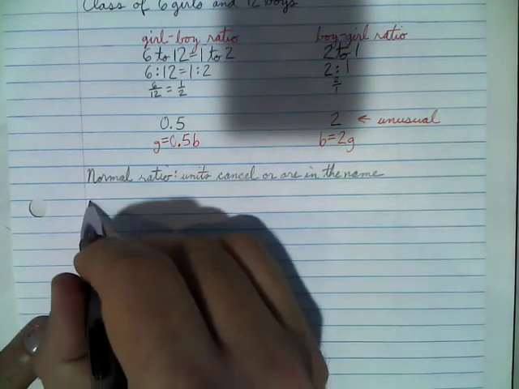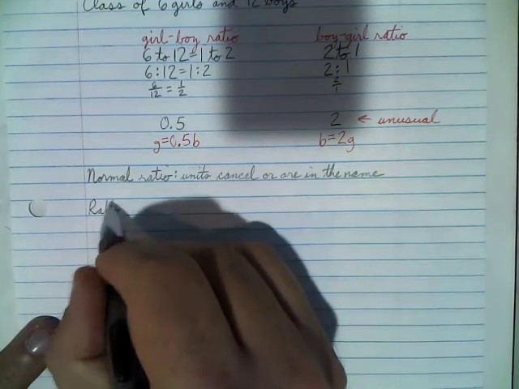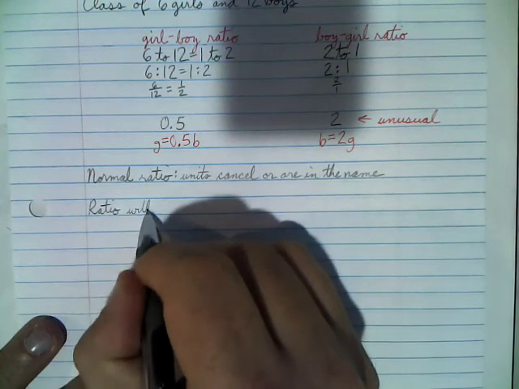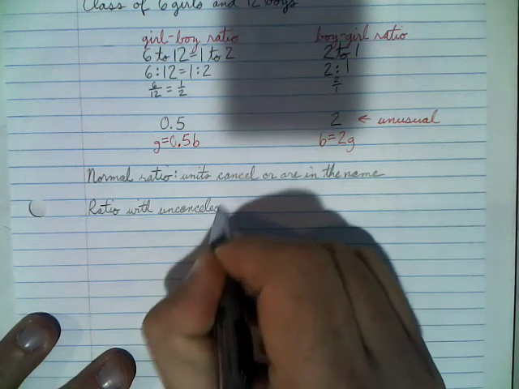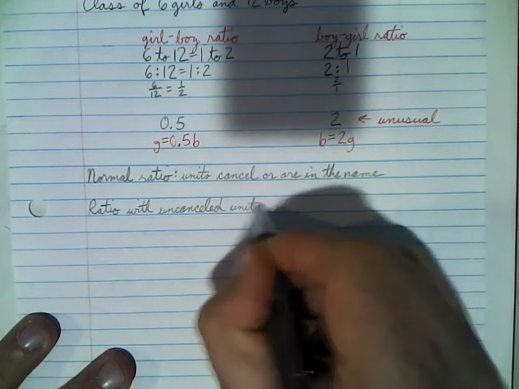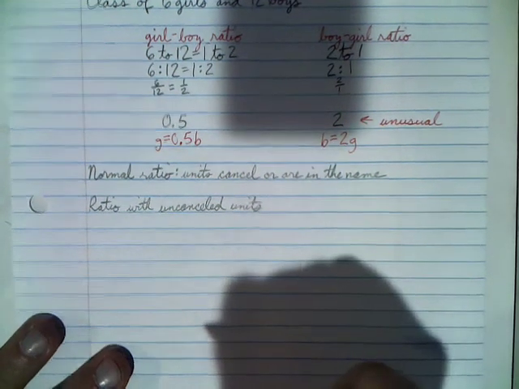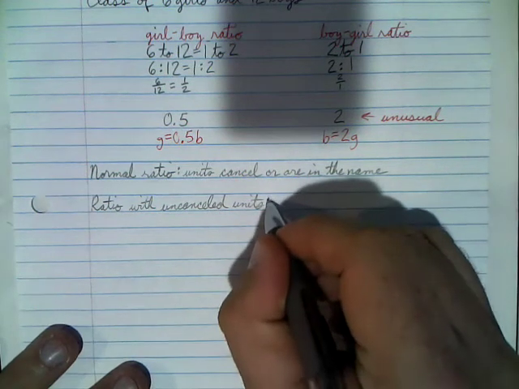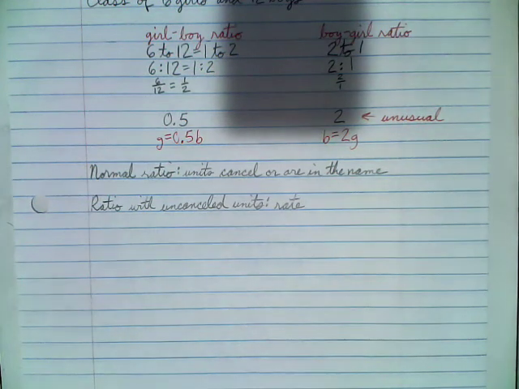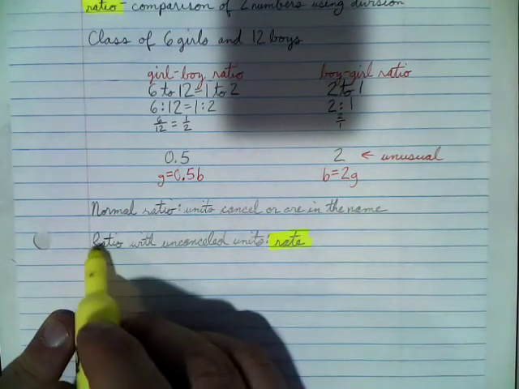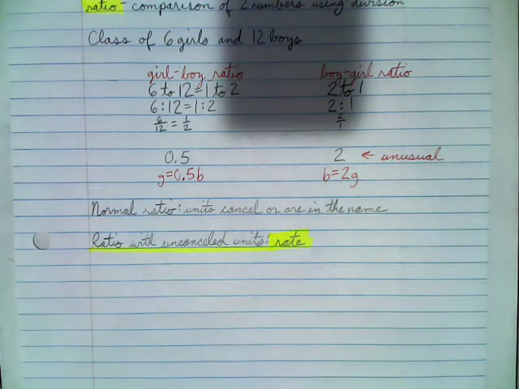So a ratio with uncanceled units, so units that are still there, that they're not going to go away, is called a rate. And let's go ahead and grab our yellow here, and we'll come up and highlight ratio. We'll come down here, we'll highlight rate, and then I want you to underline this. So if we still have units in our ratio, we call that a rate.